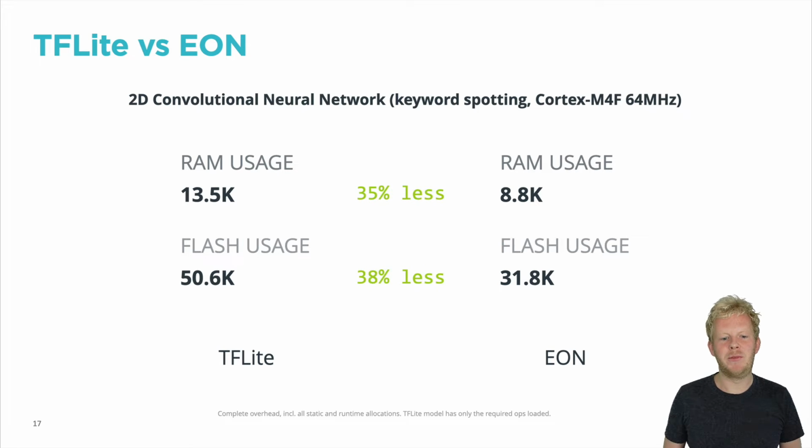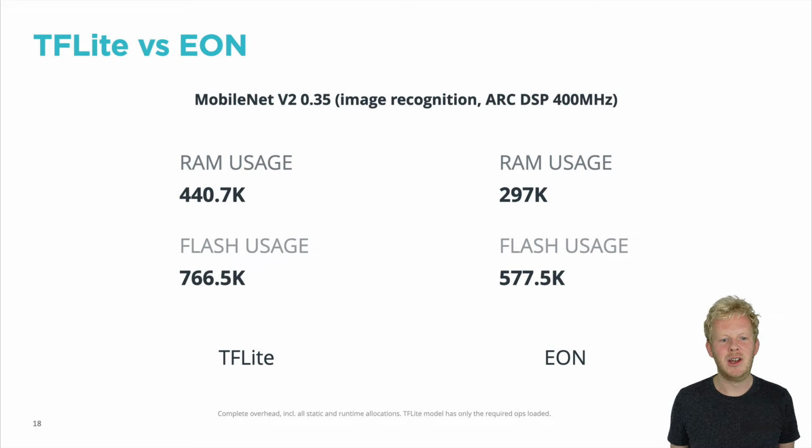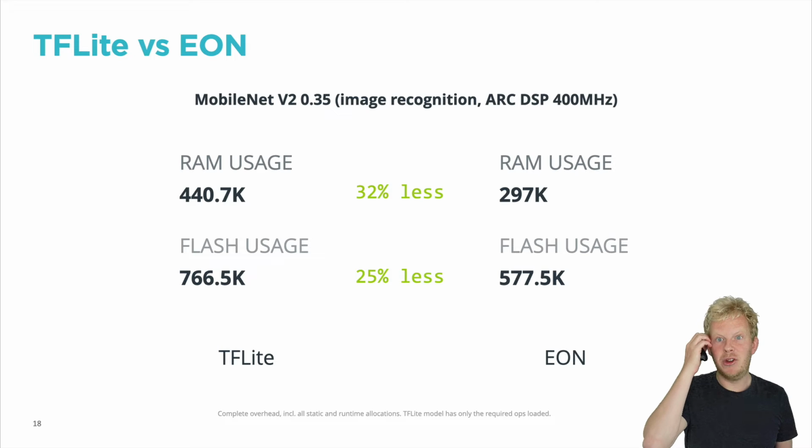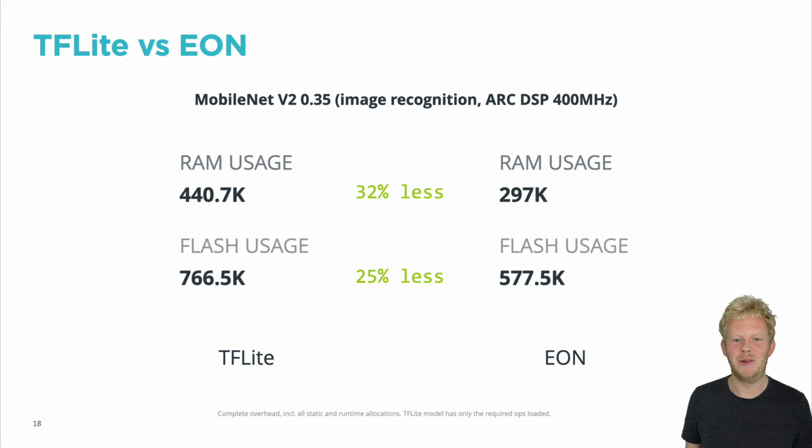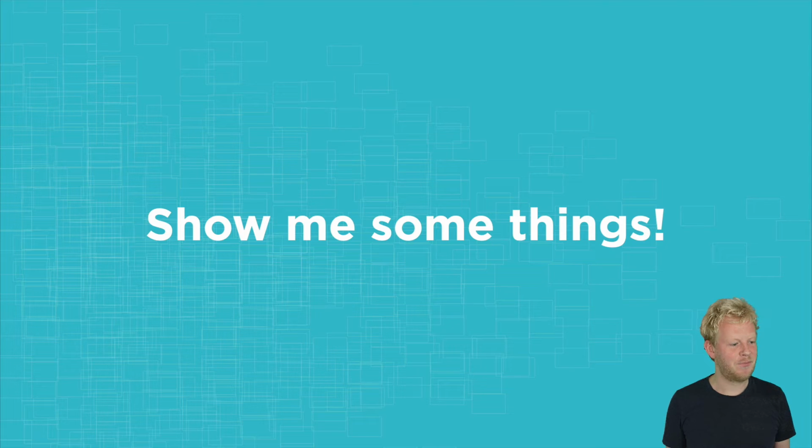So just some numbers here. Compared to TensorFlow for microcontrollers, on keyword spotting models, we see about 35% less RAM and 38% less flash. Really great, because those are really expensive things on microcontrollers. And on image models, we see a similar saving. So about 32% less RAM running MobileNet V2 with a 0.35 alpha on a DSP.